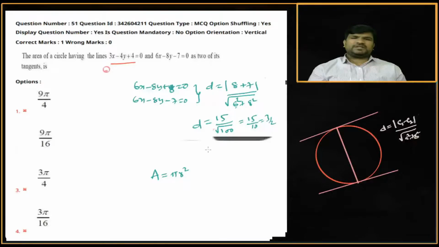D means diameter, so 2 times r equals 3 by 2. Then r equals 3 by 4. Therefore, our area of the circle is pi times 3 by 4 whole square, so 3 threes are 9, pi by 16. So 9 pi by 16 means our second option is the right option.